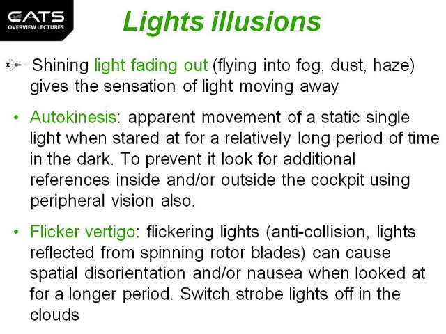Flicker vertigo occurs when there are flickering lights, for example anti-collision lights or lights reflected from spinning rotor blades. This can cause spatial disorientation and or nausea when looked at for a long period of time. Strobe lights should be switched off when in cloud.